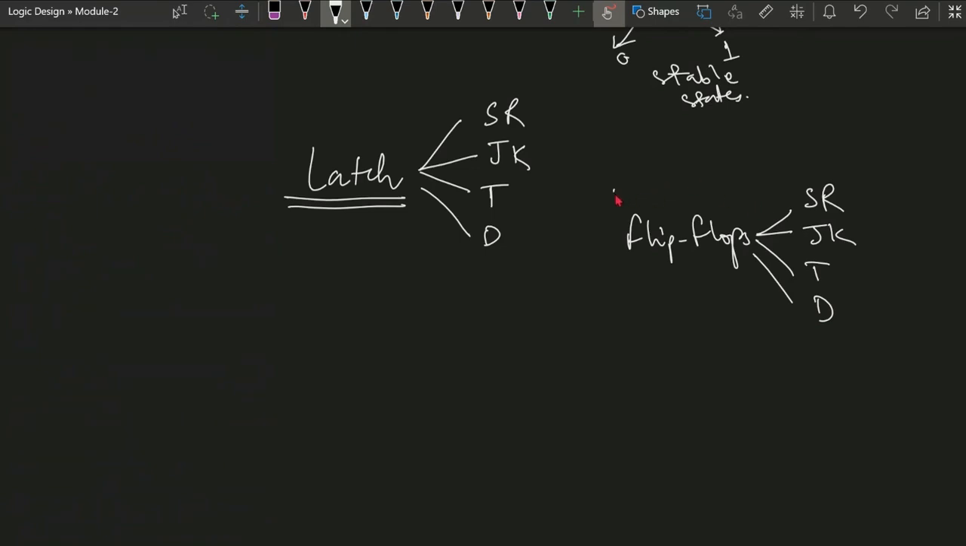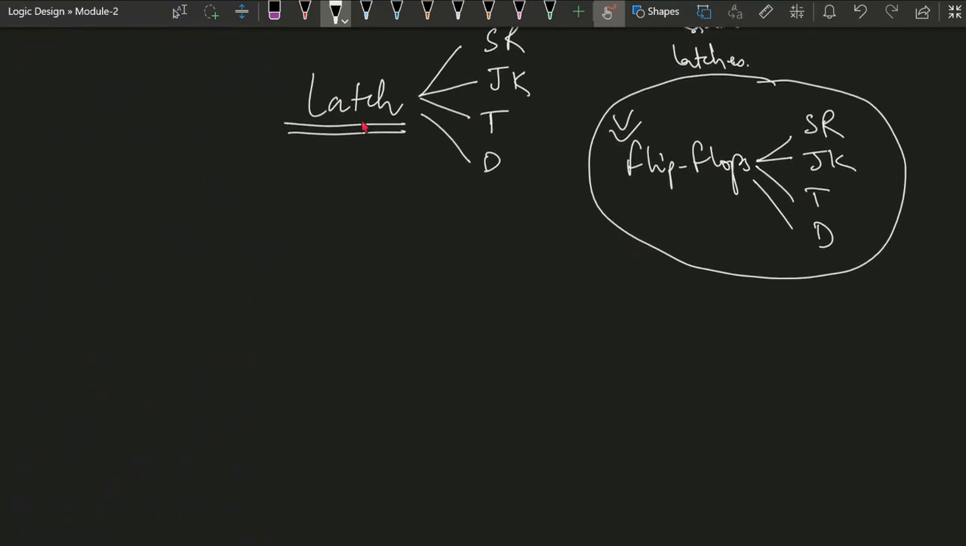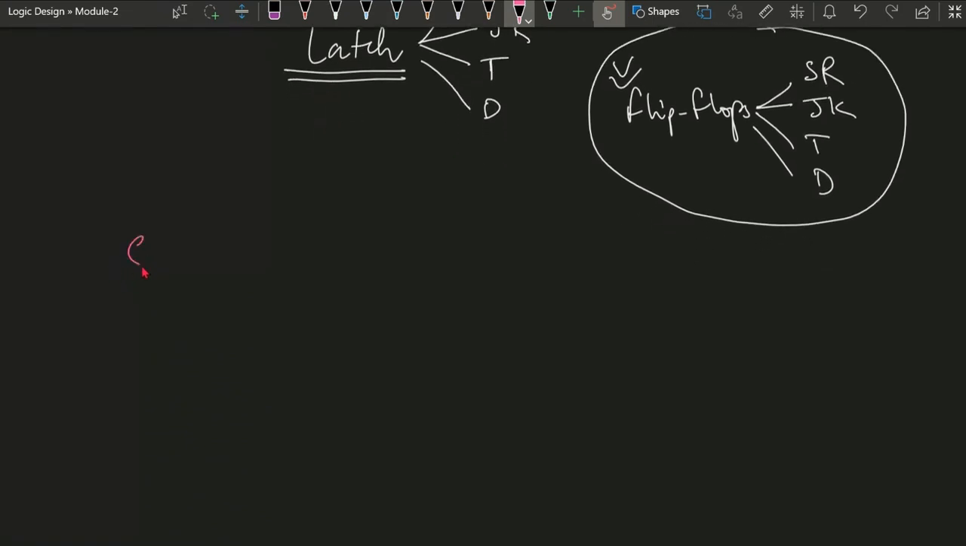In the syllabus we have the flip flops, so we will be implementing the flip flops with the help of the latches. With the help of latches, we will show how these four types of flip flops can be implemented. First, we will look at what the basic latch is. The first latch that we will look at is the SR latch, and we will see how it basically works.